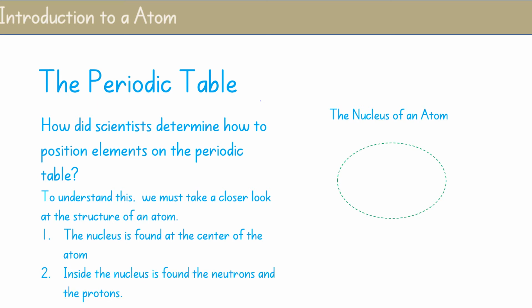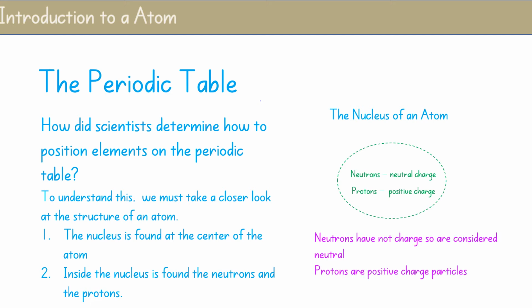Inside the nucleus are found the neutrons, which are neutrally charged, and protons, which are positively charged. Neutrons have no charge, so are considered neutral. Protons are positively charged particles.